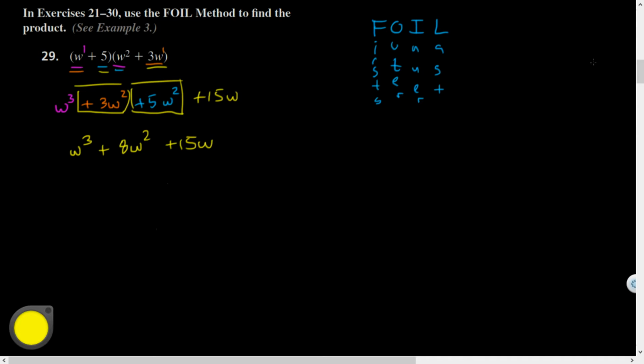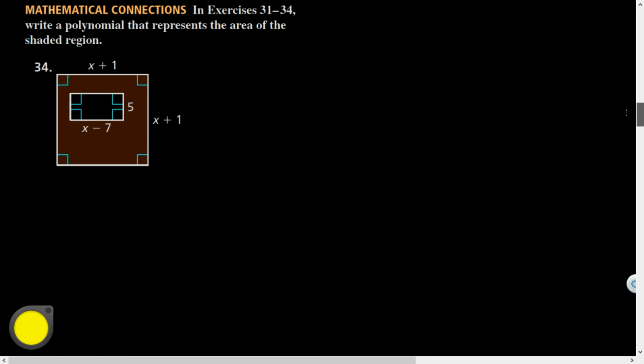FOIL method only works for binomial times binomial, so beware, my friends. Beware. Oh, I like this. I like it a lot.